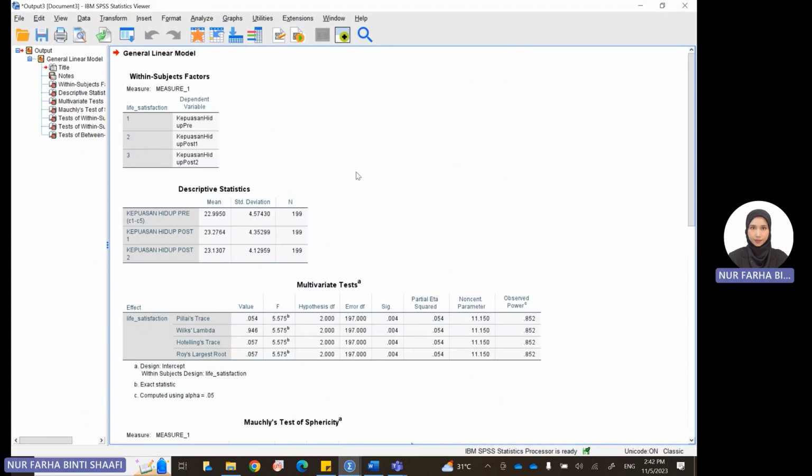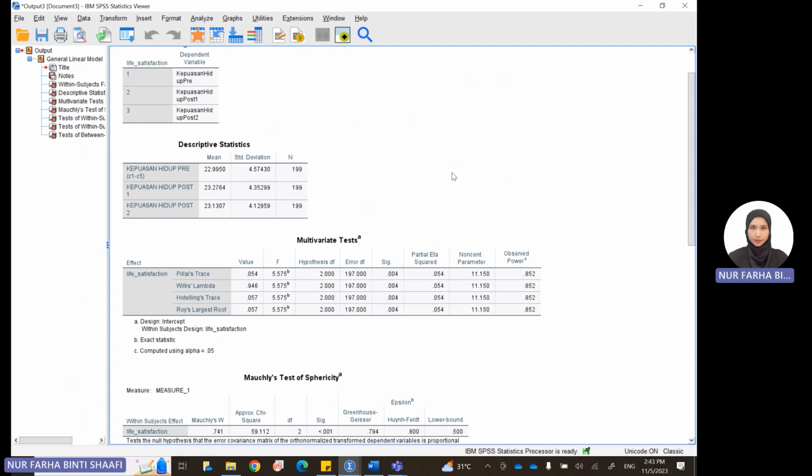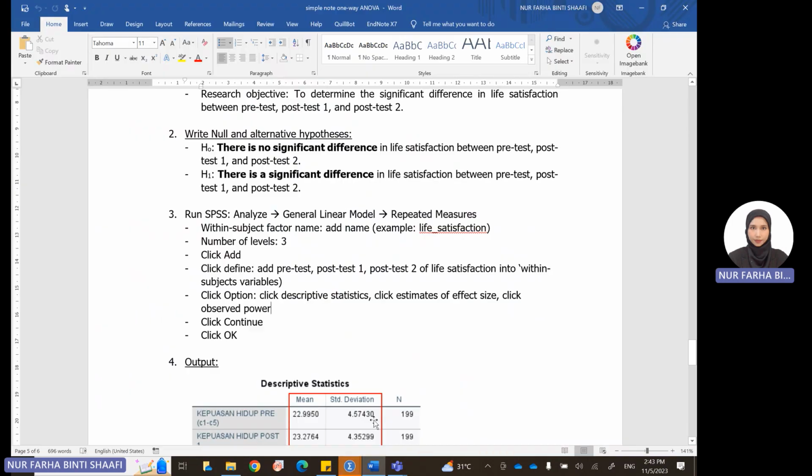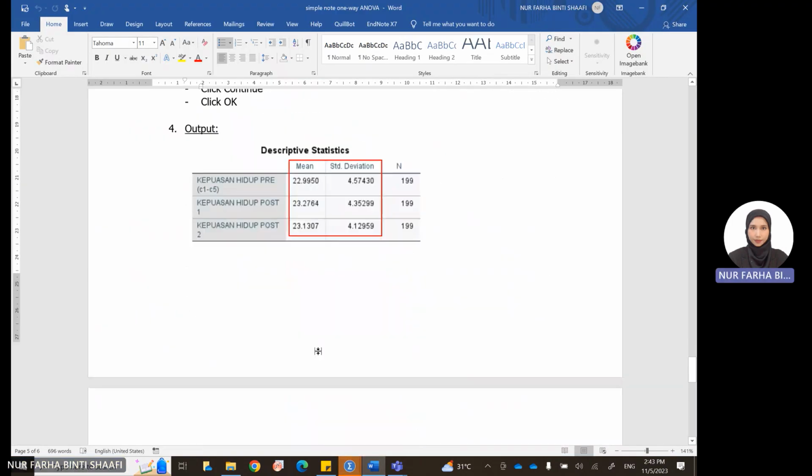So you have your output already. As usual, they will give you the mean value first and the standard deviation. From here, you can see which one is highest and which one is the lowest. So you can do the comparison already from the descriptive statistics table. But we don't want to look at that value. We go to the next.